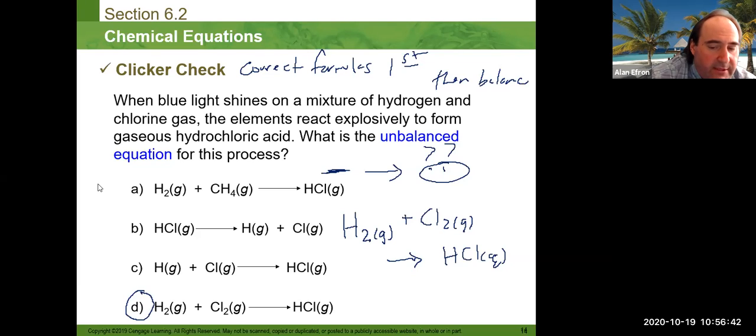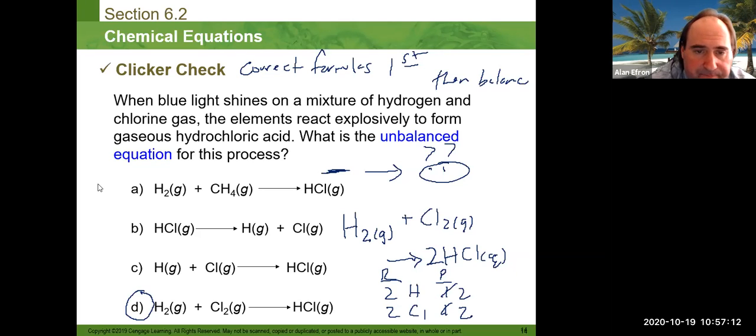And again, at this point, it's not balanced. We would want to go back and balance it using coefficients. In this case, you could just make a little table on the reactant side and product side, for example. You have 2 hydrogen on the left-hand side, 1 on the right, 2 chlorines on the left, 1 on the right. So if we wanted to get this to the balanced equation, we would need a 2 in front of the HCl, giving us 2 and 2, and we would have a balanced equation in that case. Any questions on that there?